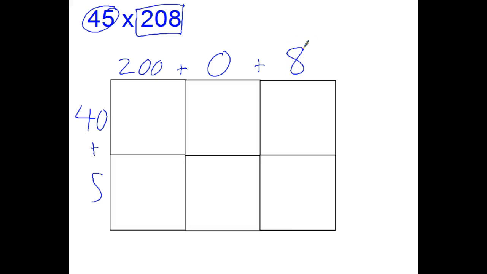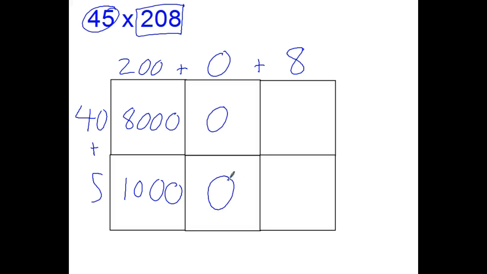So let's start multiplying them out. 200 times 40, 3 zeros, and 2 times 4 is 8. 5 times 200, 2 zeros, and 2 times 5 is 10. 0 times 40, 0. 0 times 5, 0. 8 times 40, 1 zero. 8 times 4 is 32. And 8 times 5 is 40.